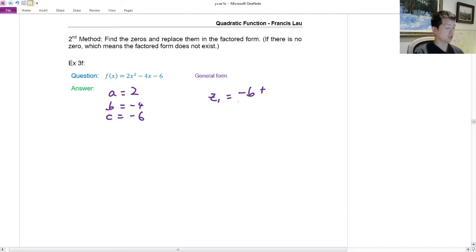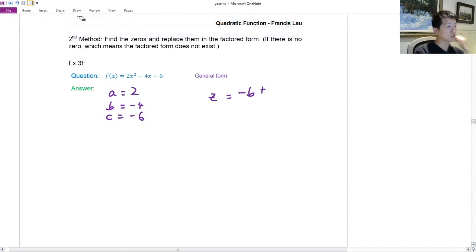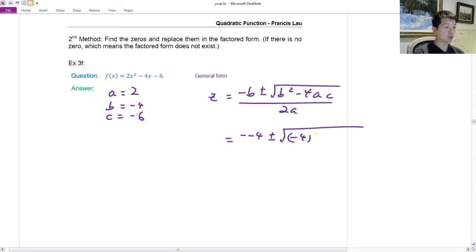Okay, actually I would use it like this. So the 0 is going to be minus b plus or minus the square root of b squared minus 4ac, over 2a. So to plug it in, okay, b is going to be minus 4 plus or minus the square root of minus 4 squared minus 4 times a, which is 2, times c, which is minus 6, over 2 times 2.